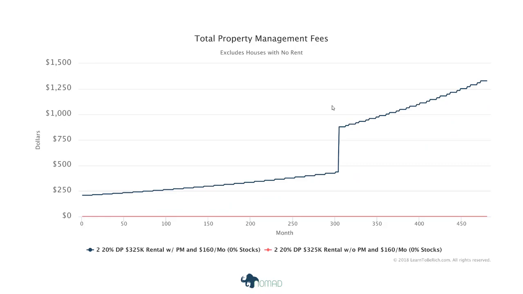Okay. So here are your total property management fees. Basically it shows you how much you're paying per month on this. And then it goes up here because now you've got 2 properties in this particular one. This line is because you're not doing any property management in the first example. It's 0 the whole way. Okay? But this one's where you bought your second property.